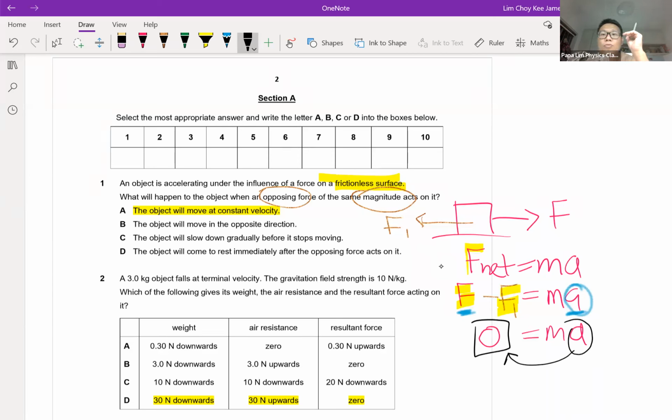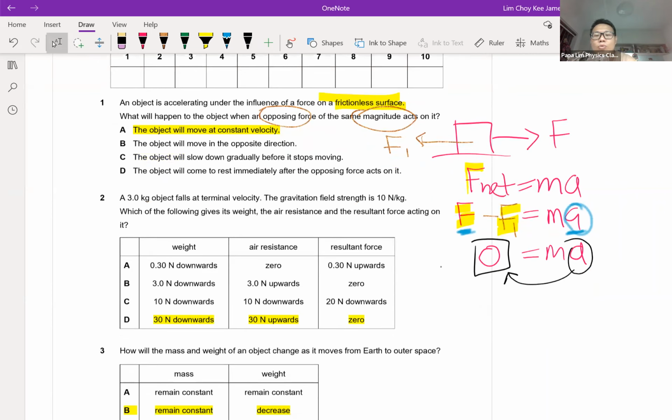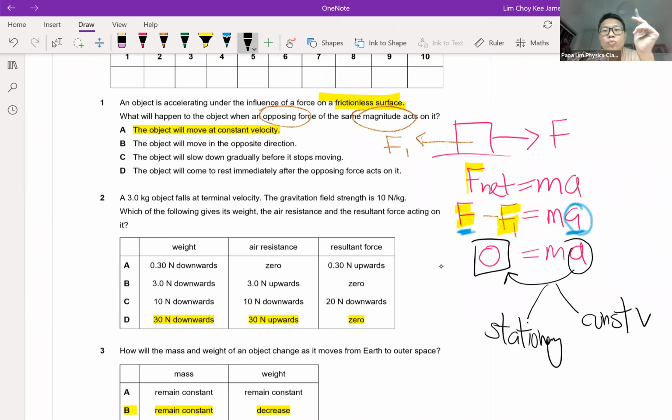Now remember, for Newton's first law, when you have a equal to 0, there are always two possible situations. The object can be stationary, or it can continue to move at the same velocity, what we call constant motion. And the only way to distinguish these two motions is to observe what the previous motion was.